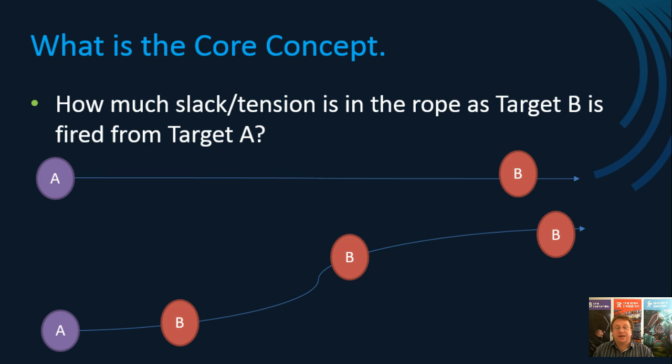So how much slack or tension is in the rope as target B is fired from target A? So that's more of our visual type thing. And that can be important too. That can sell the idea of the grappling gun.